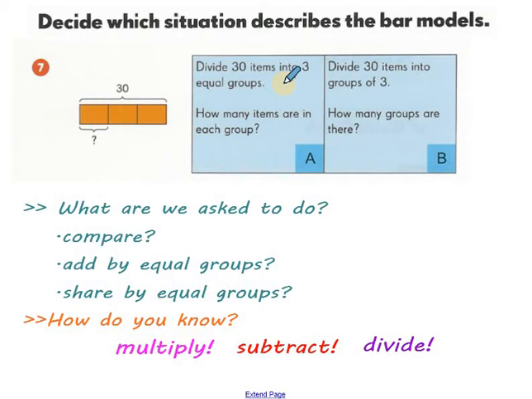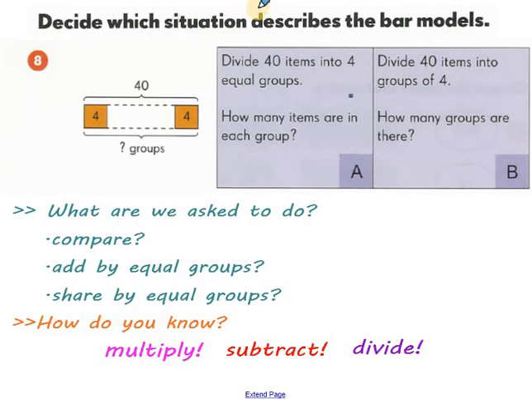So does A match? Or let's take a look at B. Divide 30 items into groups of 3. How many groups are there? Well, I already know there are 3 groups, so B is not a match. I already see 3 groups. How many items are in each group? I can see that the question mark is asking me how many items go in this one group. So A is the better match. Let's do another one.